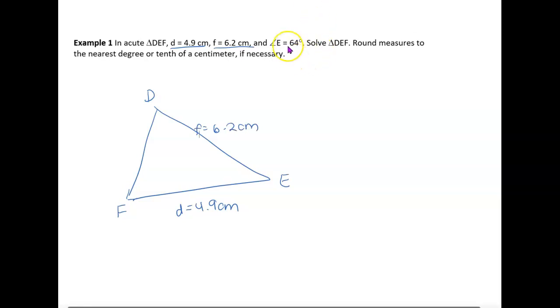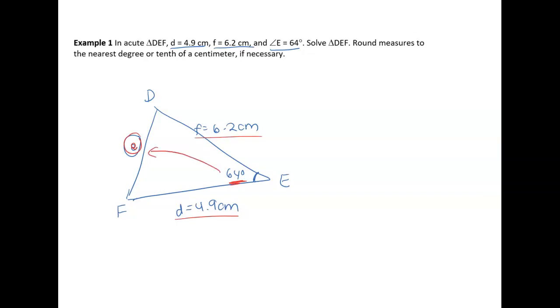And I know the angle E. So angle E is over here, and that's 64 degrees. Without finishing reading the sentence, I know that I'm going to end up looking for the side length E, okay? Because based on what they've given me, I must have the two side lengths known, and the angle between them is the angle across from the side length I'm looking for.